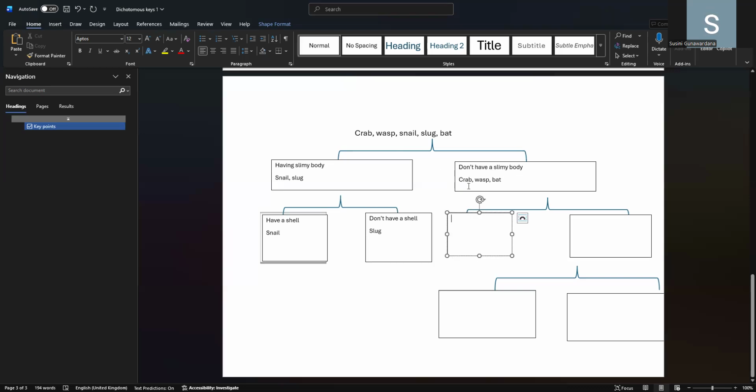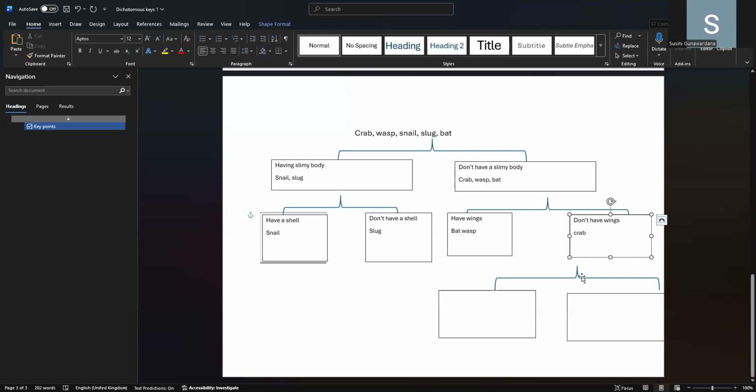Again, here there are three organisms, so you have to divide it again. We are going to divide crab, wasp, and bat. I'm taking have wings and don't have wings. Am I correct? Yes. Have wings will be wasp and bat. Don't have wings will be crab.